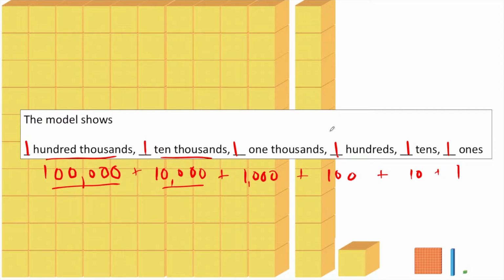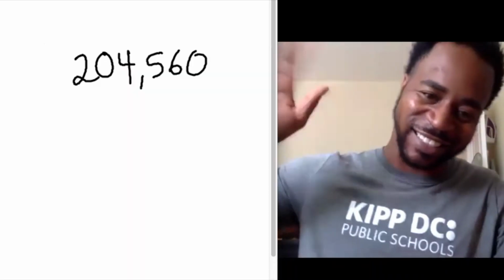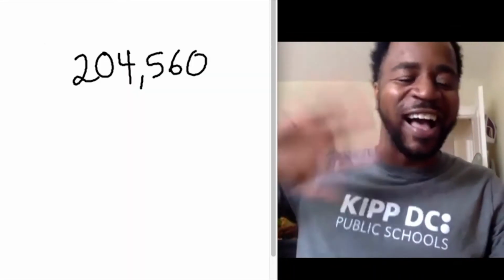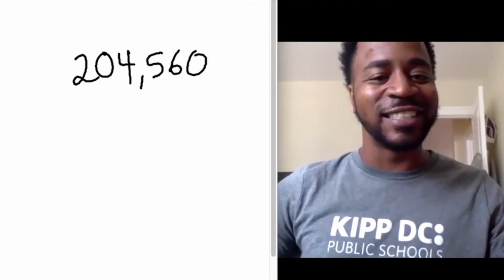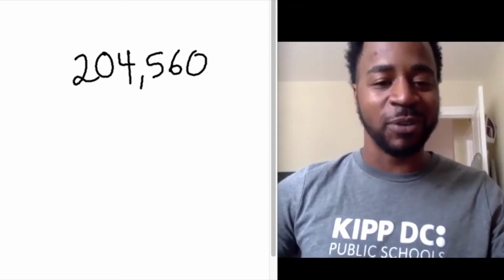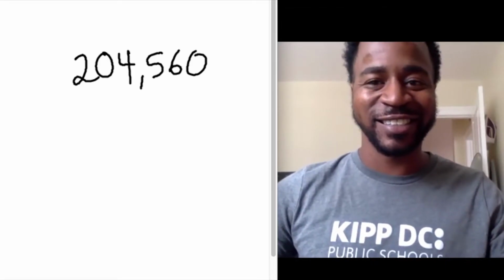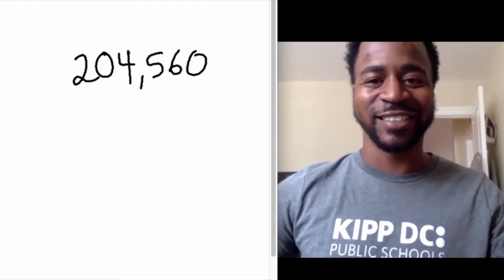It's easy to do if it's all written out, but let's learn how to do it if it's written as a single number. For that, we're going to need our special guest. Hello! Hi everyone, it's so nice to see you. I am Mr. Wade. I'm one of the vice principals at the Amazing Heights Academy. We are so happy you're here, Mr. Wade. Thank you so much.